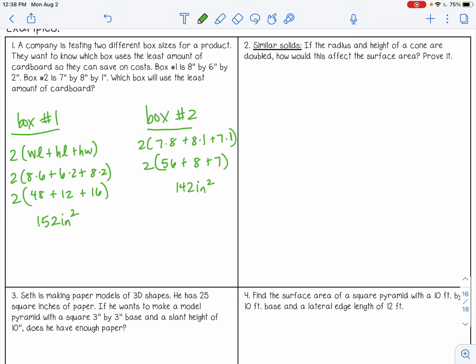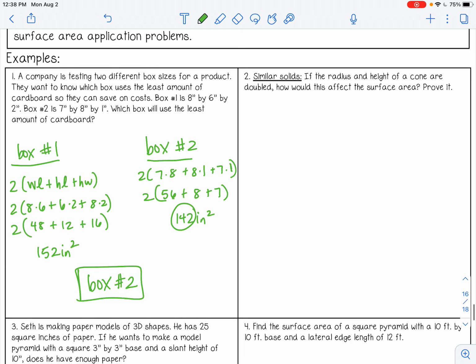We're not done, because remember, you have to actually answer the question, and the question says which box will use the least amount of cardboard. That would be box number 2, because it's 142. So in application problems, always go back, reread the question, and make sure you've actually answered the question.